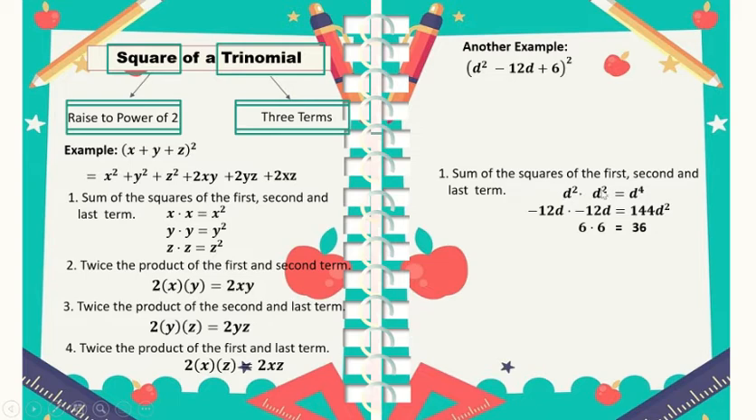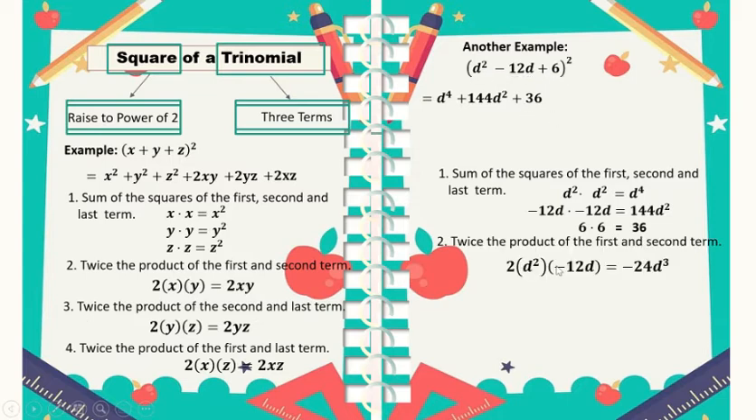So, d squared times d squared, we have d raised to 4. Negative 12d times negative 12d is equal to 144d squared. 6 times 6 is equal to 36. So, we have d raised to 4 plus 144d squared plus 36. Second step. Twice the product of first and second term. Our first term is d squared multiplied by second term, negative 12d. Then multiply by 2. We have negative 24d cubed.